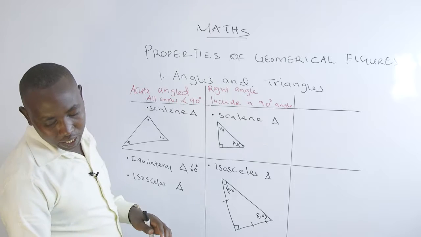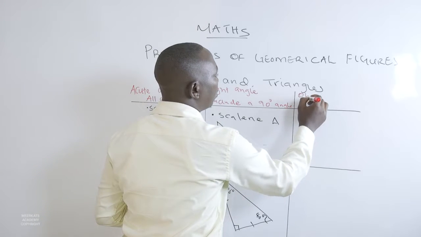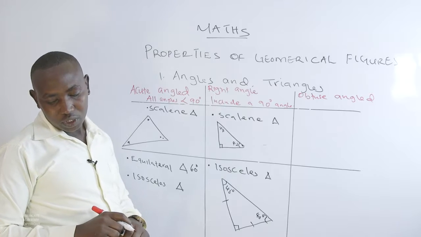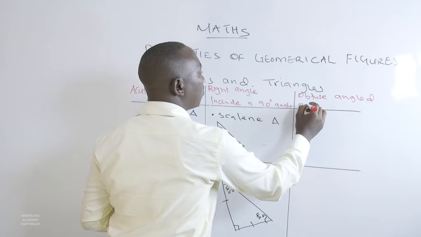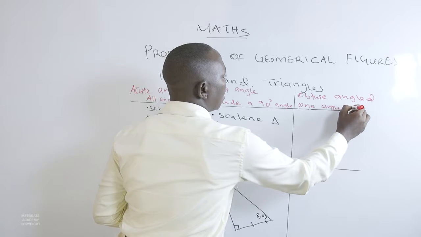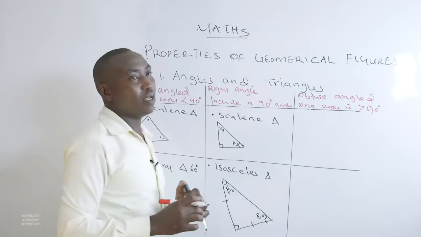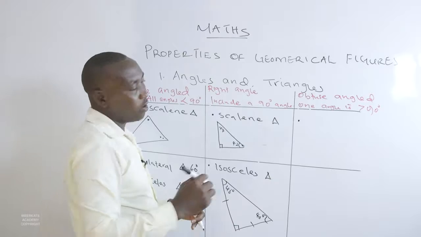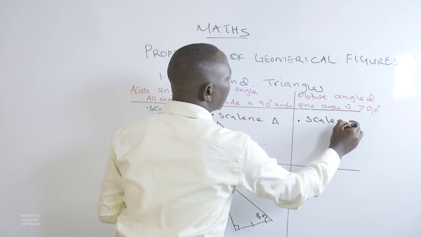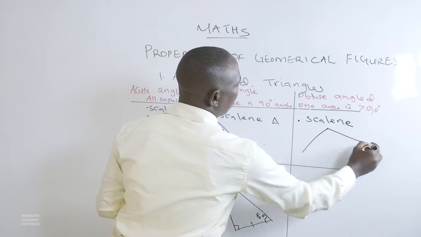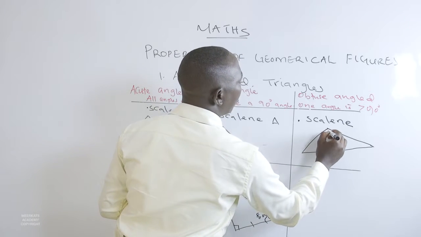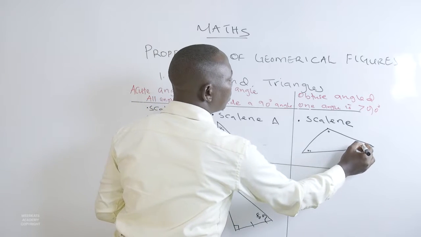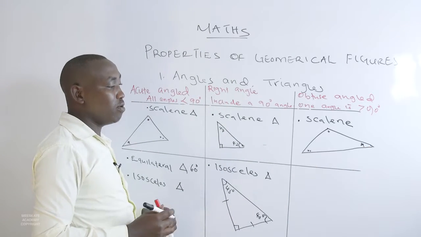The last category is the obtuse angle triangles. For the obtuse angle triangle, one angle is greater than 90 degrees. And in this case, we have two types of triangles. One of them is a scalene. So for a scalene, we can have one angle which is more than 90 degrees, then the other two angles which are not equal.